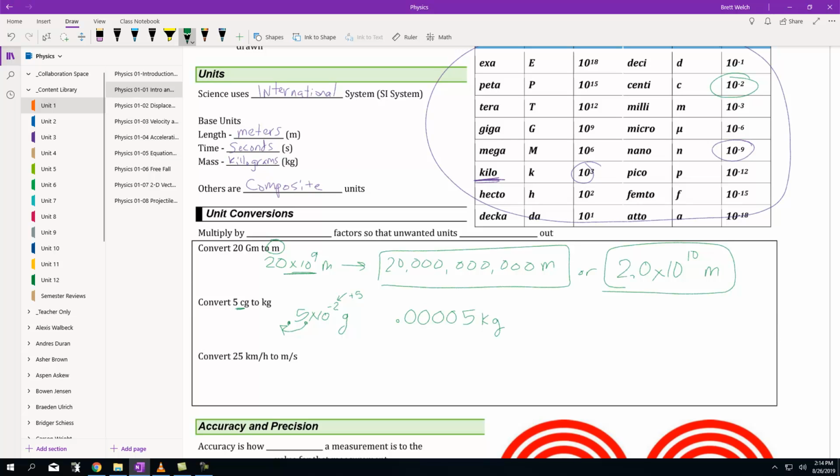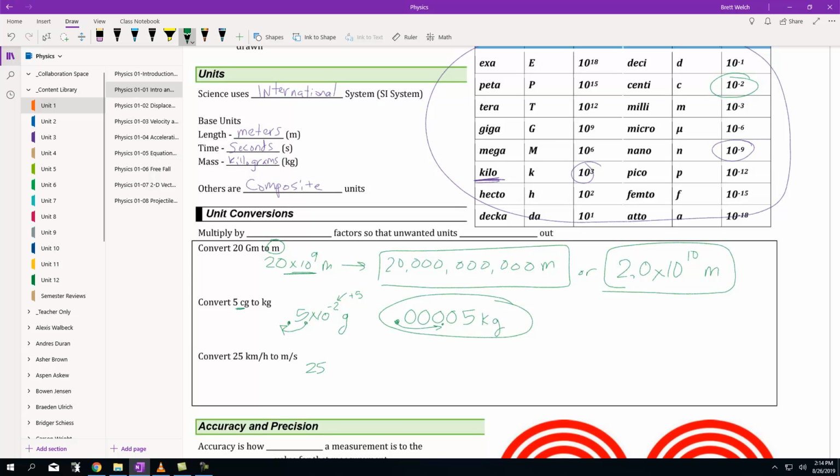Well, if I move it 3 to grams, that would be right there. That would be from kilograms to grams, and then if I move it 2 more, that would put me at centigrams. So 0.00005 kilograms.